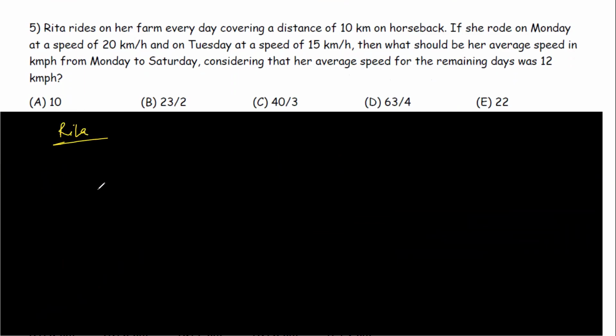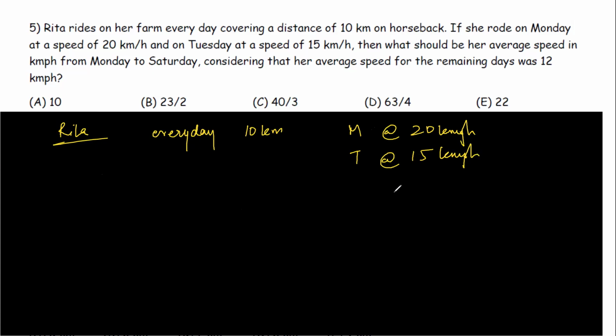Rita rides on a farm every day covering a distance of 10 kilometers on horseback. So we know every day 10 kilometers is what she's riding on a horse. If she rode on Monday at a speed of 20 kilometers per hour, on Tuesday at the rate of 15 kilometers per hour, then what should be her average speed in kilometers per hour from Monday to Saturday?